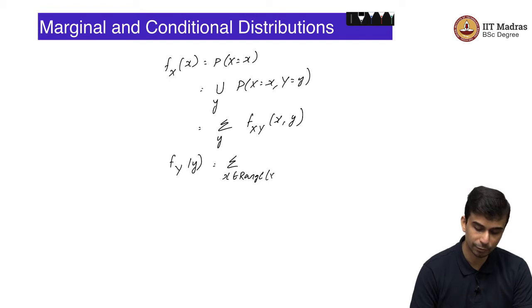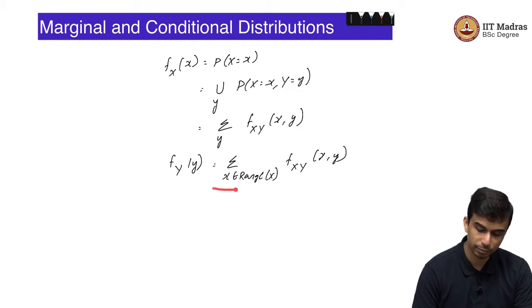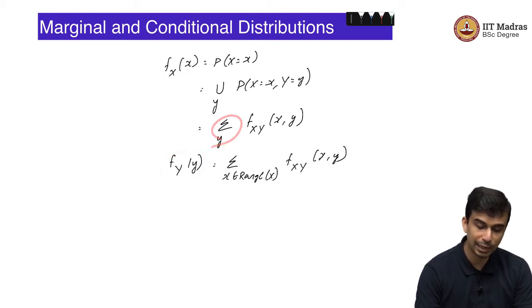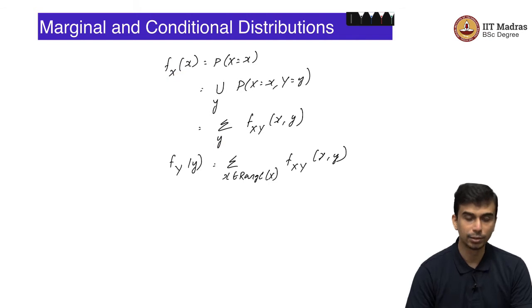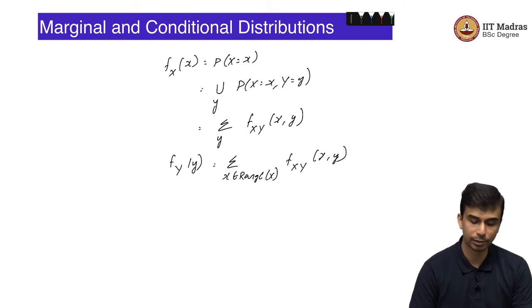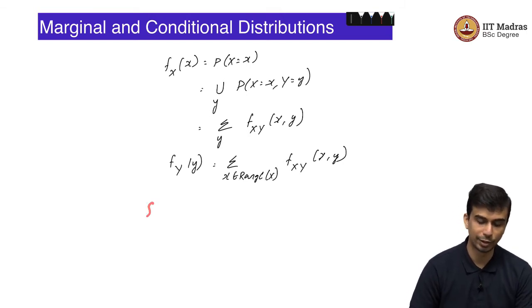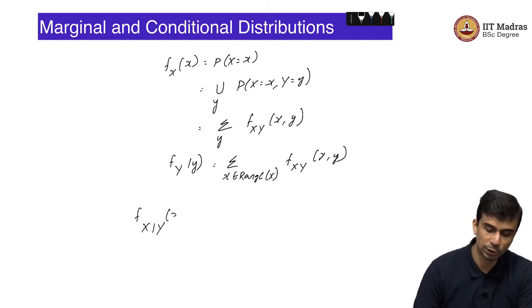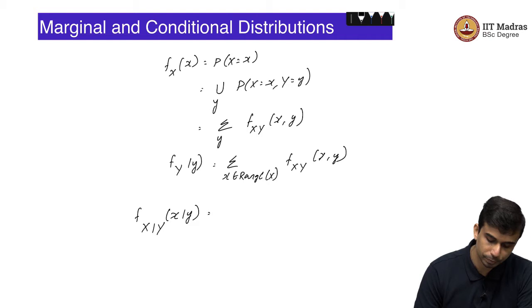Similarly, you can have f_Y(y) as the sum over x in the range of X of f_XY(x, y). By marginalizing or summing out over x, you get the marginal distribution over y, and similarly by summing over y you get the marginal distribution over x. This is pretty simple and straightforward. Then you have a couple of other derived distributions, which are the conditional distributions.